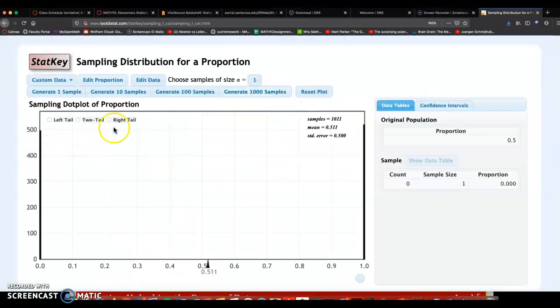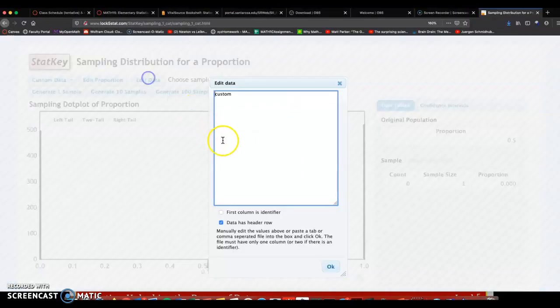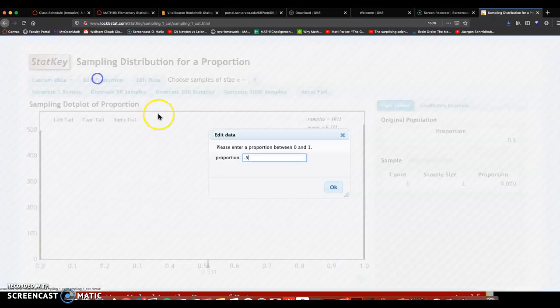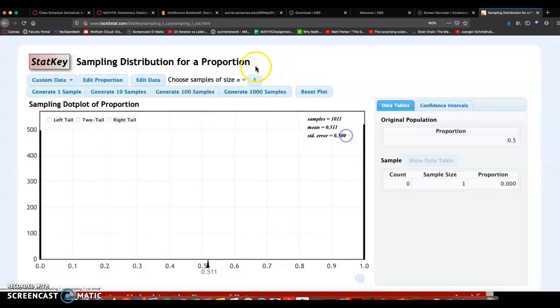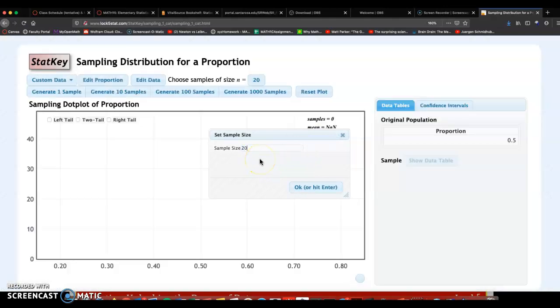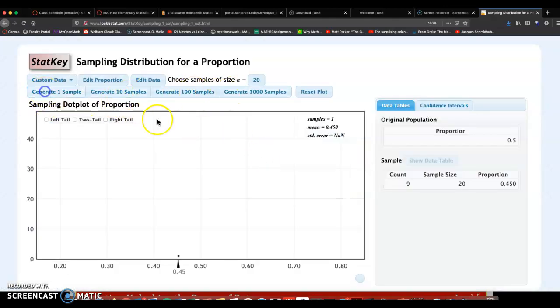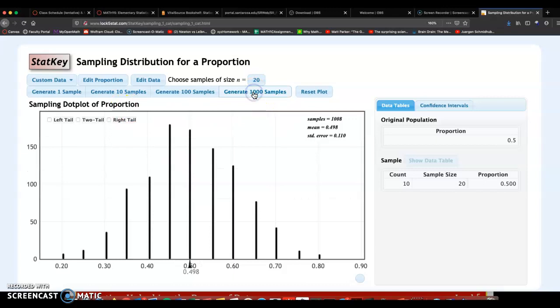If we try to visualize that again, I still have the proportion at 50%. I'm going to change the sample size now to 20. Anytime I generate one sample here, that's a sample of 20, right? So like 9 tails out of 20. Make another one, and 15, 9, 8, 10, 11, 12, and so on. We generate a bunch of samples at once, and we get this normal-ish distribution.